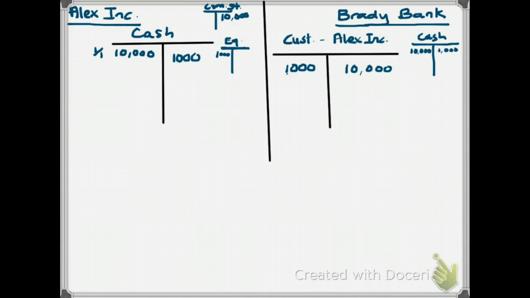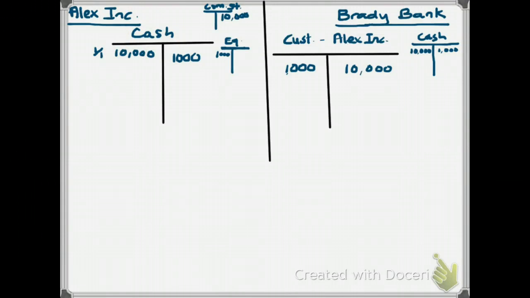For the next few transactions, I will not show you both the debit and the credit side for Alex Inc. and Brady Bank. I will only show you what goes on the cash account. Always know that every transaction has to have an equal and opposite reaction. So every time we do a debit or a credit to cash, there would always be a debit or credit to another account in Alex Inc.